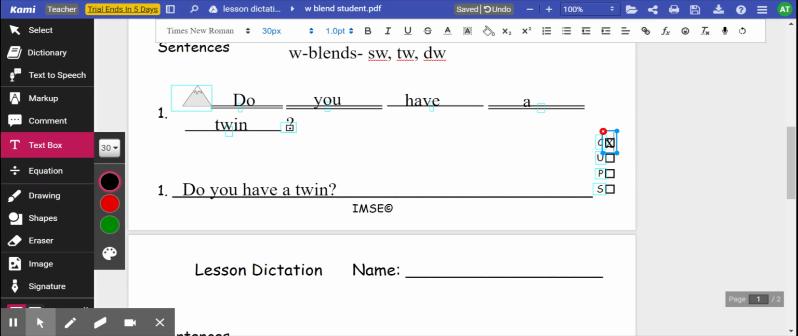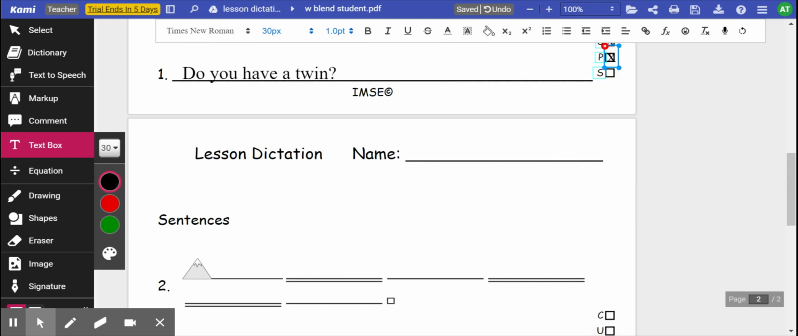The answer is no. Mr. Tan does not have a twin. Do you have a punctuation mark? Yes, it's a question mark. Boom. And make sure that you spell the words correctly, especially since I gave you the sight words. But you need to practice using these sight words because they're important.